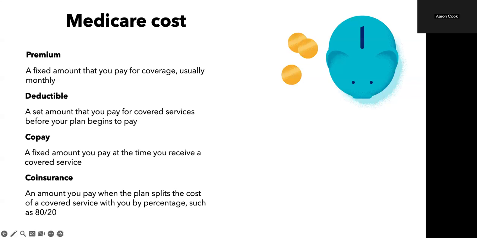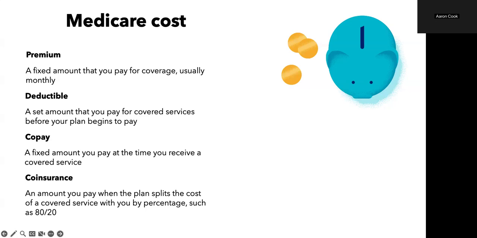Like all health insurance, the costs with Medicare normally fall into one of the four following areas. The premium is going to be the fixed amount that you pay for coverage, usually monthly. The deductible is a set amount that you'll pay for covered services before your plan starts to pay. It's important to note that if you are on a Medicare Advantage Part C plan, the deductible that you have for that plan is separate from the Part D plan. Even though you signed up for both at the same time, you will have two separate deductibles, both of which need to be met in the respective areas.